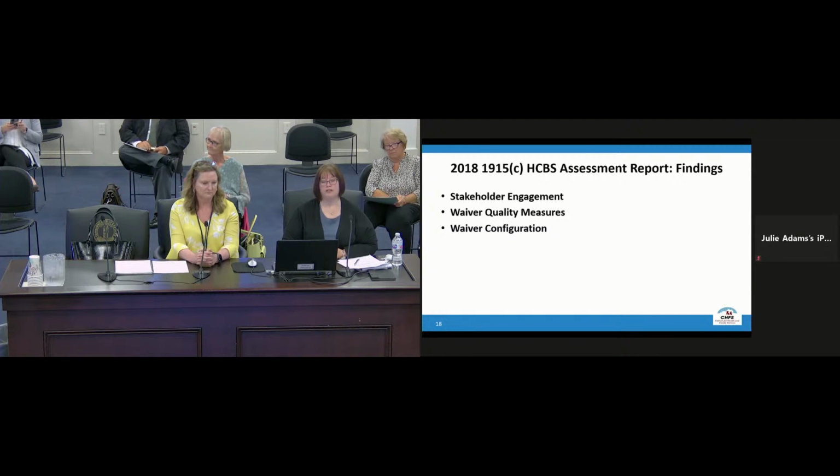Looking at our waiver quality measures, so not just we're going to put these changes in, but how do we measure, are they effective? Are they working? Did we do what we thought we were going to do, or did we need to go back and start over or modify what we did? Our waiver configuration, does this work today, or would something different work better? Talking to other states, looking at how other states structure those waivers to see if there's something we can do there.